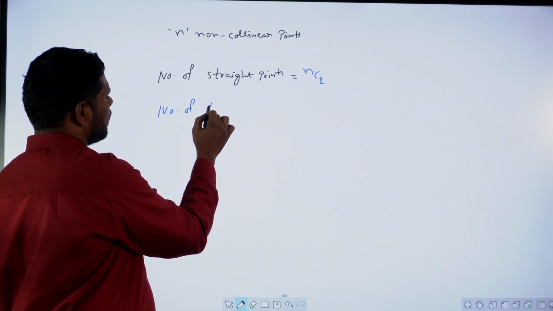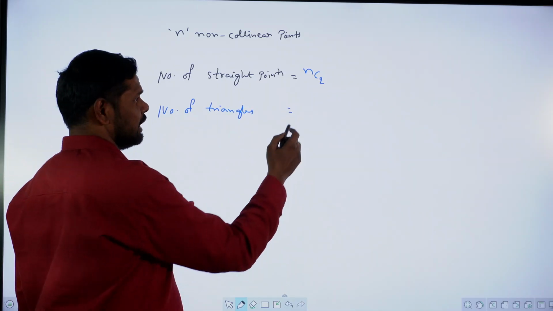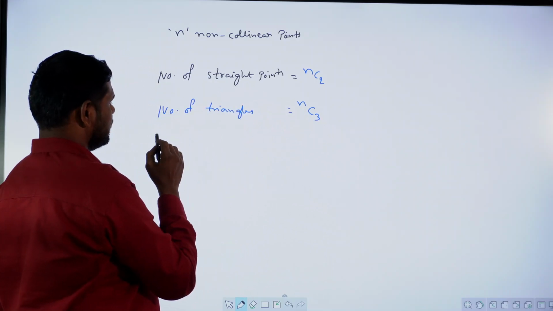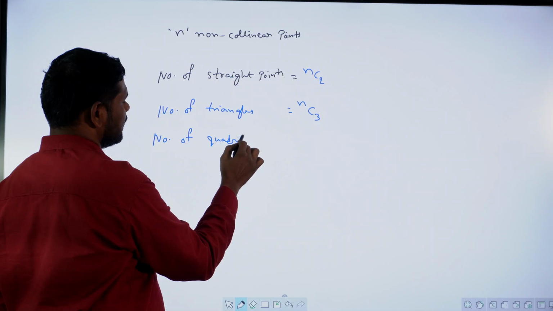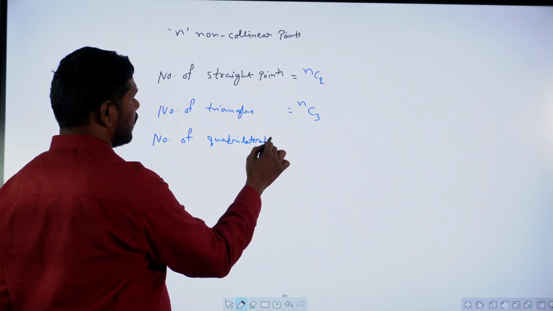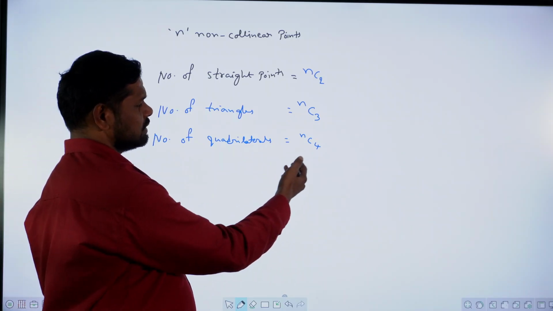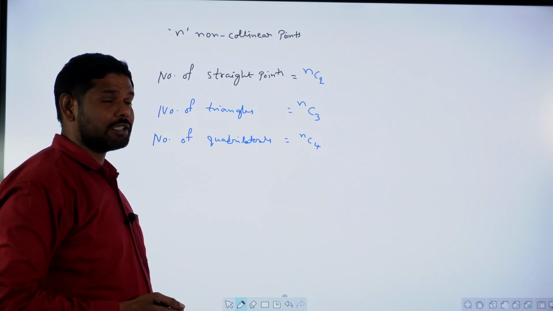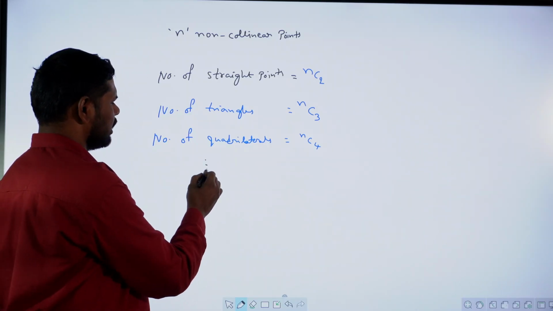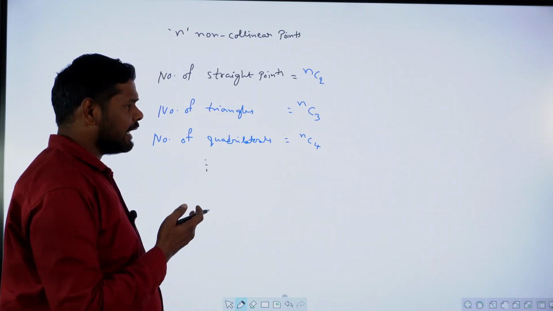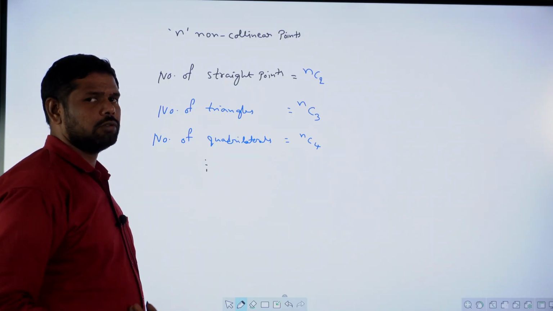Similarly, the number of triangles made: for each triangle, we need 3 non-collinear points, so nC3. Number of quadrilaterals: for each quadrilateral, we need 4 points. That's why nC4. Number of pentagons, nC5. Number of octagons, nC8. Number of decagons, nC10. Like that, we will continue. For a polygon having k sides, nCk. Sometimes statement-based questions are also framed.